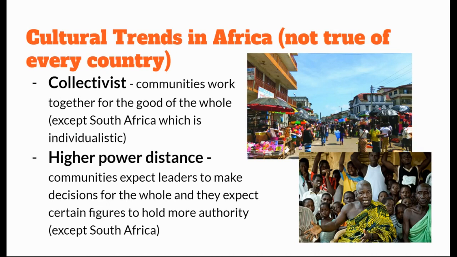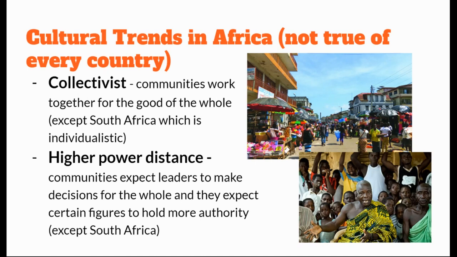Number one, collectivist. A lot of African countries are collectivist, with the exception of South Africa, which is very individualistic. So throughout most of the continent, you have a lot of small communities that work together for the good of the whole. However, South Africa is like super individualistic, and part of that is very likely because of the intense influence of Western cultures in South Africa. You remember apartheid and just how dominated by European powers South Africa was.